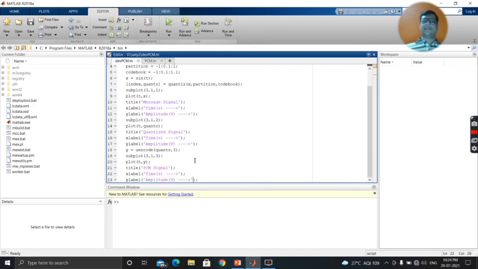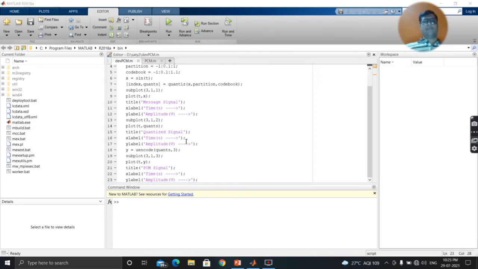If you write all these commands, it is quite easy to understand how we are going to represent the analog signal as the PCM signal. The PCM signals are represented in a step size because uniform quantization will be there. Uniform quantization means your step size will remain constant. As I have told, first you need to generate the signal, that is x of sine t. Then you have to quantize the signal.